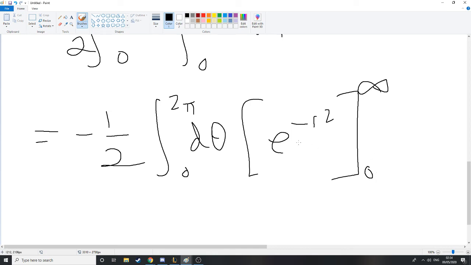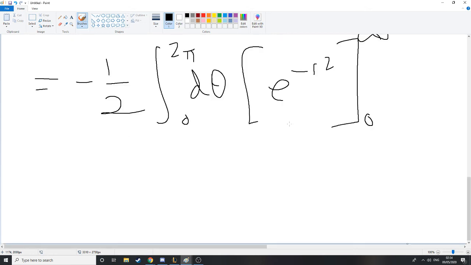Okay, when you plug in 0 into this, you get 1. When you plug in infinity, you get 0. So it's going to leave you with a 0 minus a 1, which just equals minus 1.